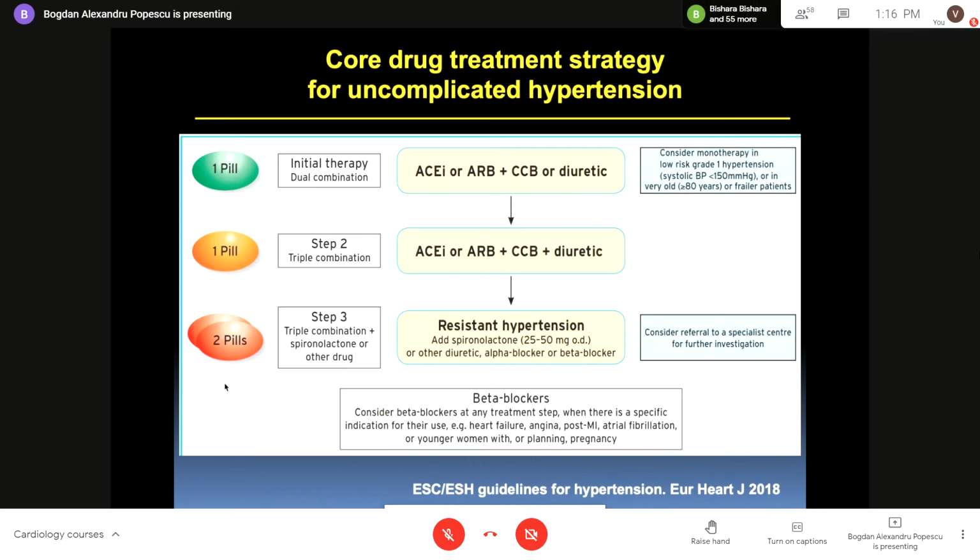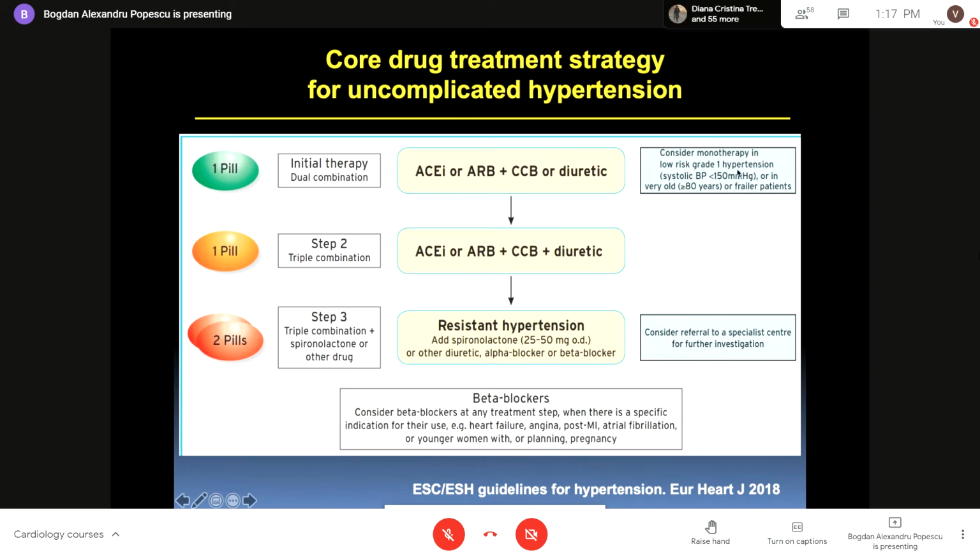Then how do we go about drugs? We can have a core strategy for drug treatment in patients who have uncomplicated hypertension. And this has some principles. Usually you start with an initial therapy, which may be dual combination already.